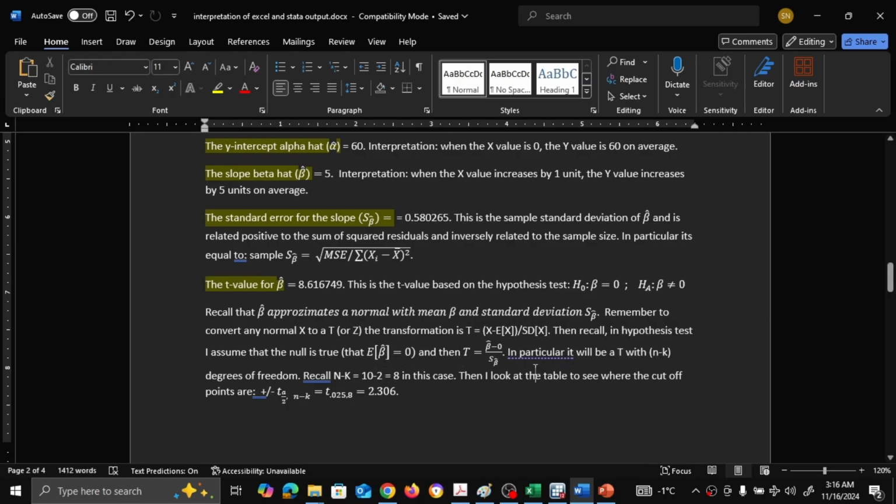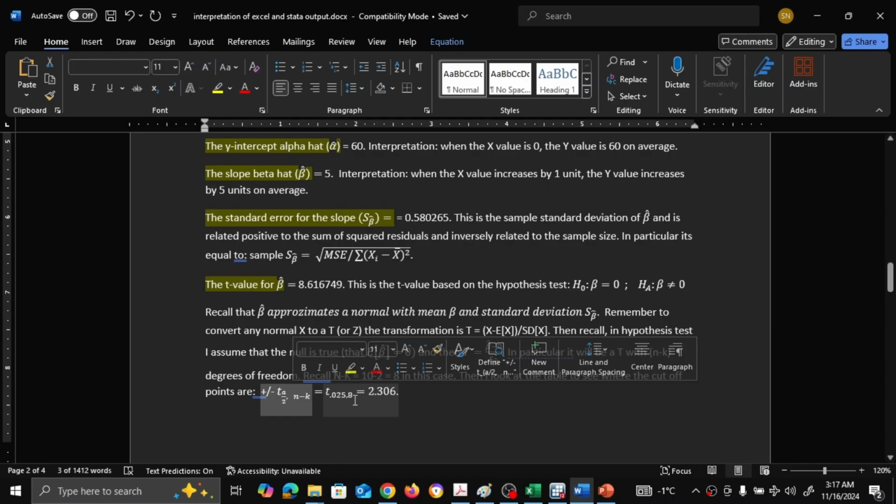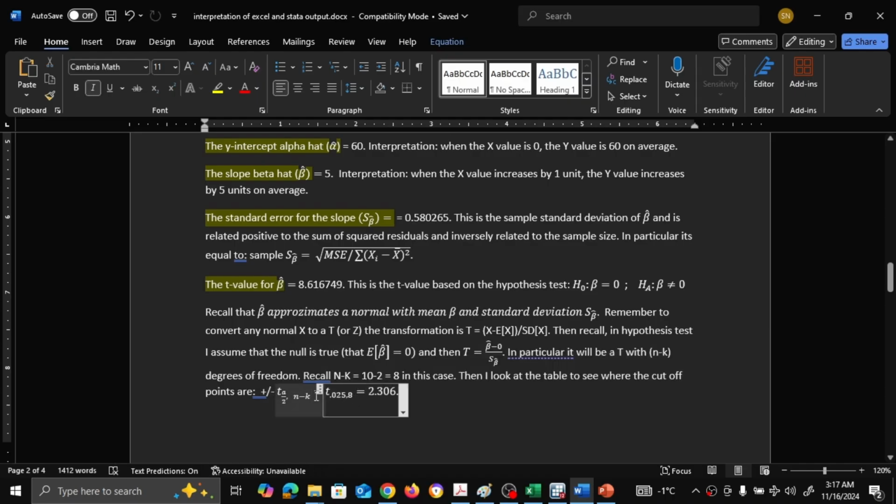Then I look at the table to see where the cutoff points are. It's going to be plus minus some cutoff points, some t values. So it's going to be t for 95%. I want 0.025 to be on the right side of that one. Comma 8 means this is degrees of freedom, right? I want 8 degrees of freedom. If I look at the table, it's 2.306. So it's plus minus 2.306, and those are the cutoff points, okay? And then I can do the hypothesis test.